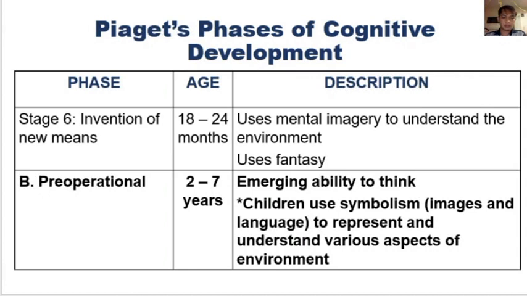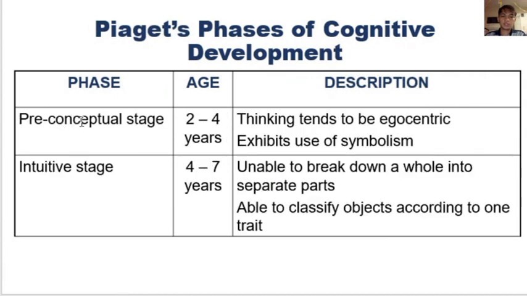The next stage is the pre-operational stage. This starts at 2 to 7 years of age. We now have the emergence of the ability to think. Children use symbolism such as images and language to represent and understand various aspects of their environment. The substage under this pre-operational stage is the pre-conceptual stage. It starts from 2 to 4 years of age. Thinking tends to be egocentric. When we say egocentric, this is the self-centeredness of the children. And the children exhibit use of symbolism.